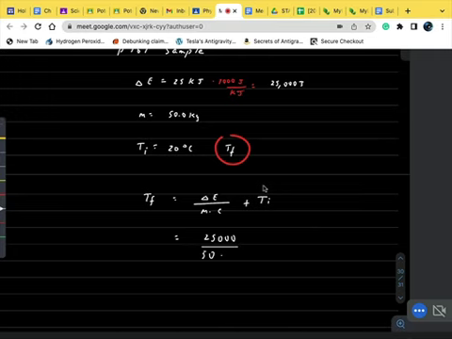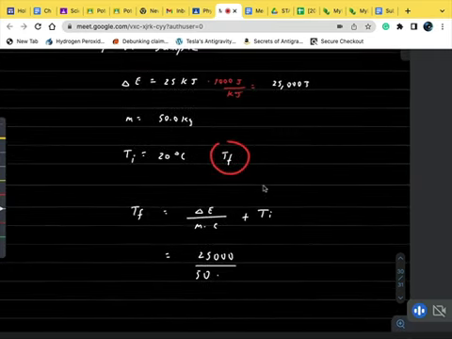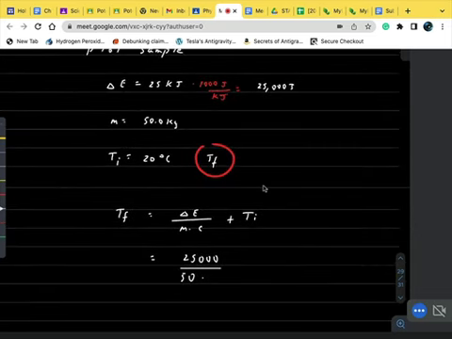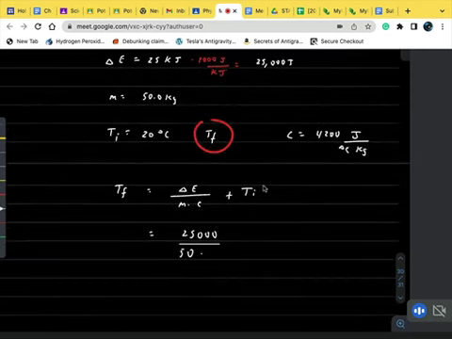Okay? Now, notice it says here, this is water. Water is either going to be given to you in the problem, it isn't in this one, or it's given to you in a table. So if we looked up water, I already mentioned it to you, it's 4,200. So I'll plug that in here. The C is 4,200. Plus the initial 20.